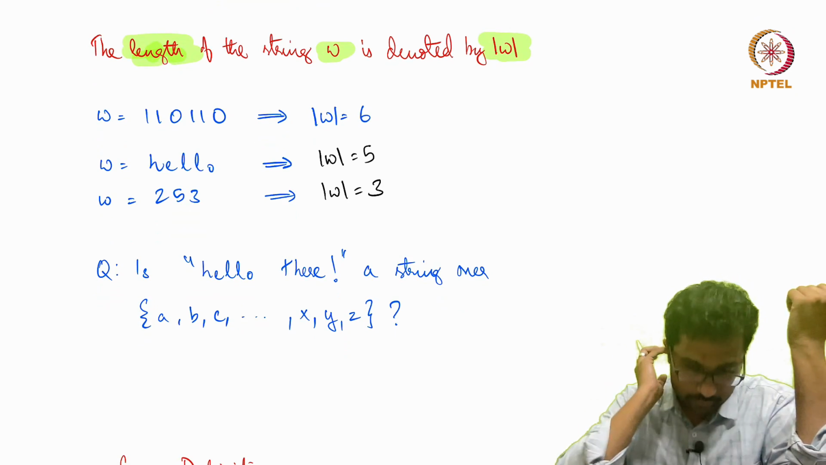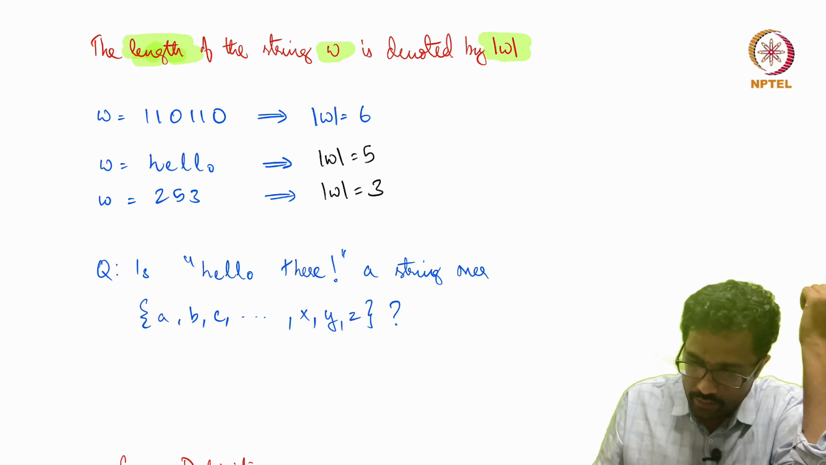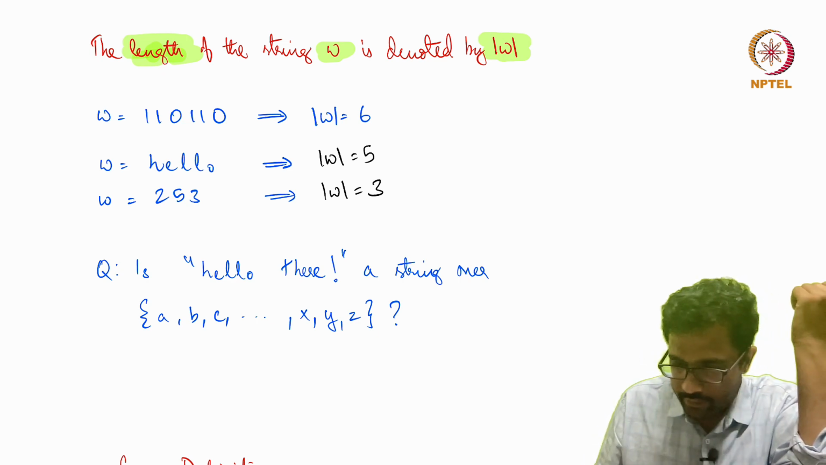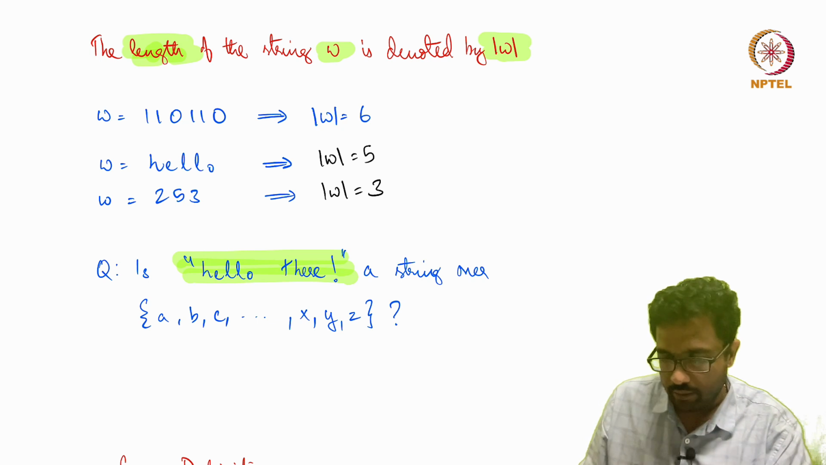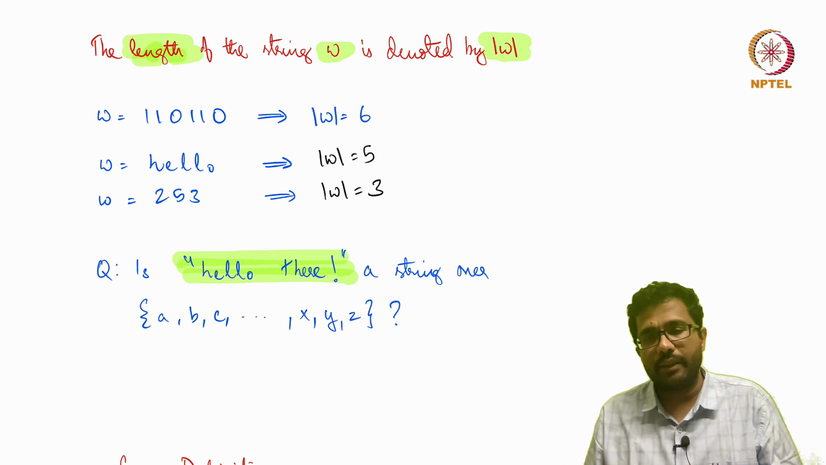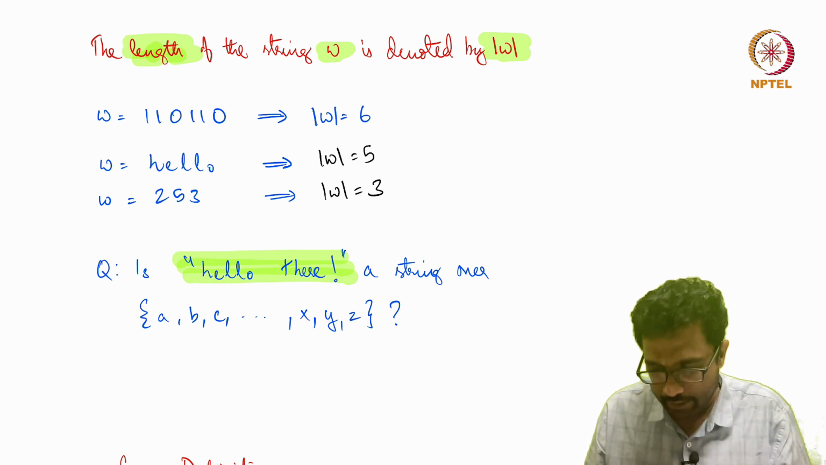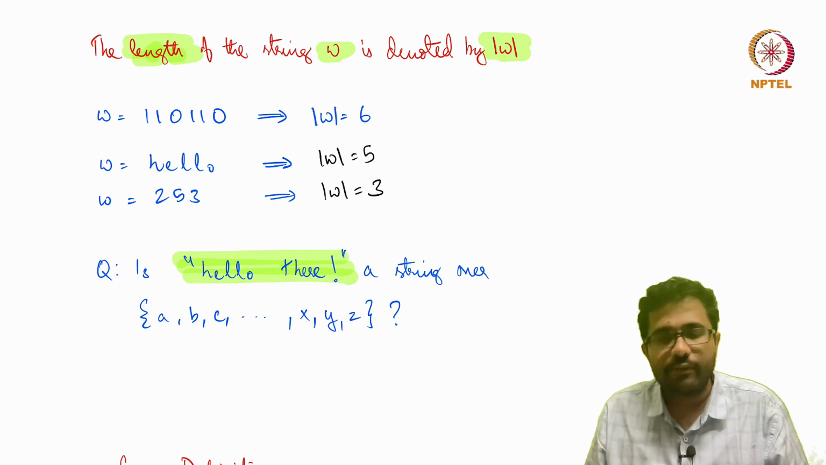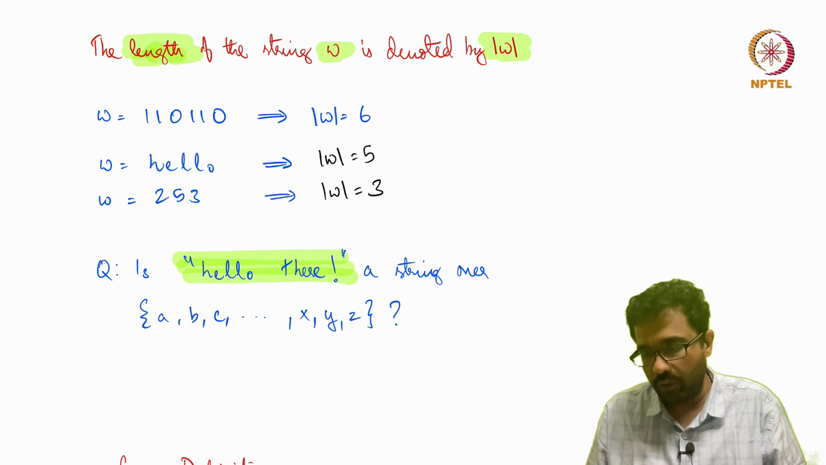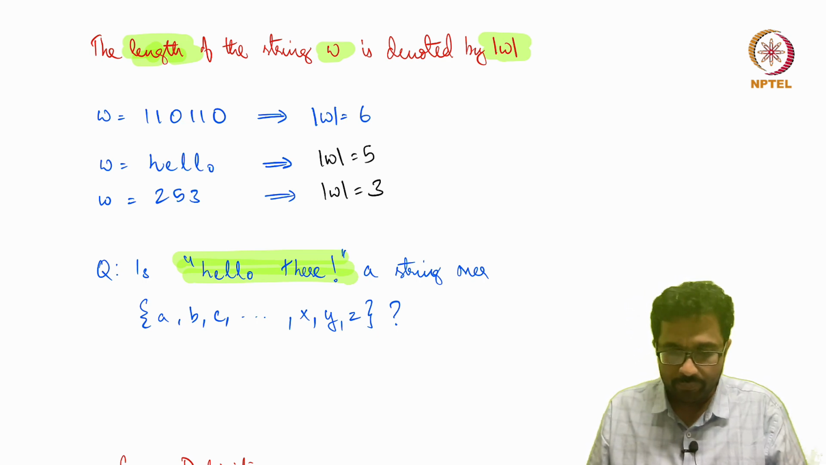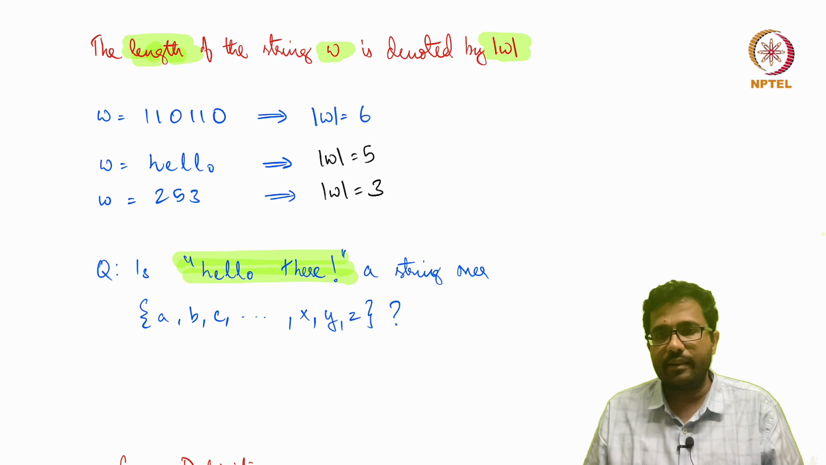Let me ask a question. Consider the string "Hello there!": hello followed by a space, followed by there, followed by an exclamation mark. Is this string over the English alphabet? Again, reminding you, the English alphabet is the set of all 26 letters A, B, C, D, and so on up to X, Y, Z. So, is this string a string over the English alphabet?